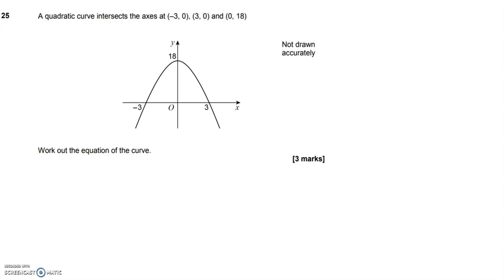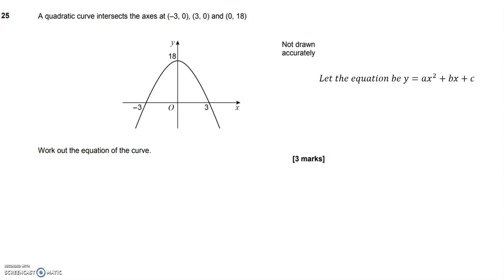Okay, question number 25. A quadratic curve intersects the axes at (-3, 0), (3, 0) and (0, 18), as shown in the diagram. Work out the equation of the curve. How do we do that?